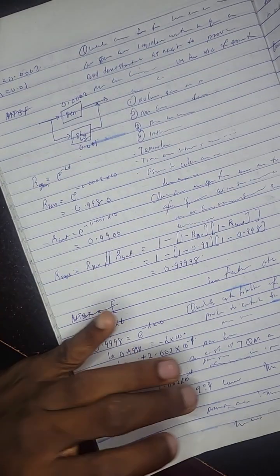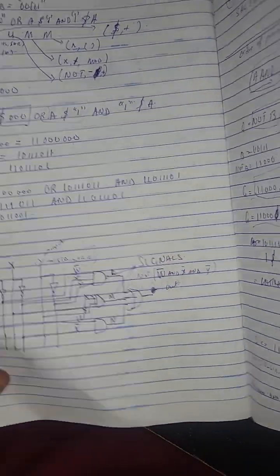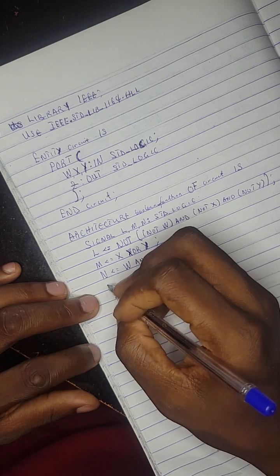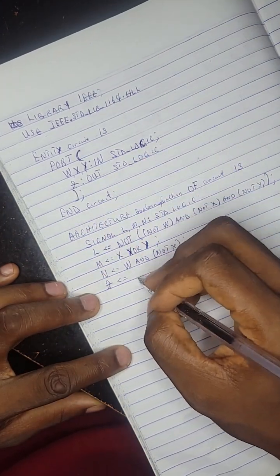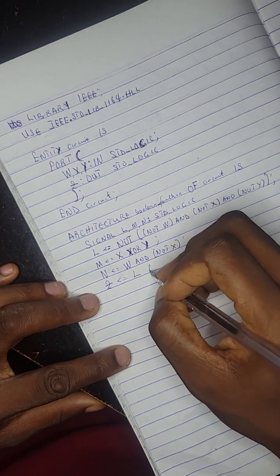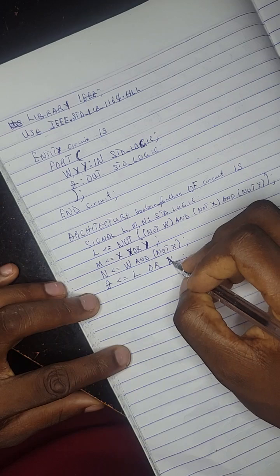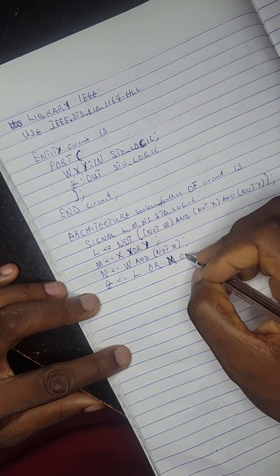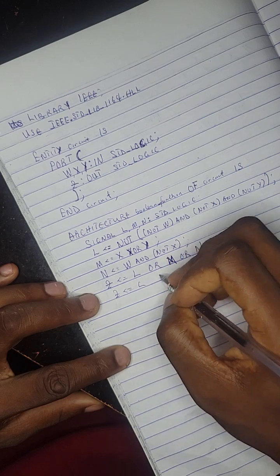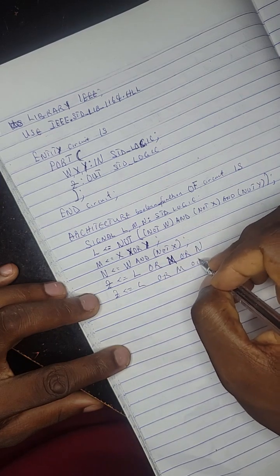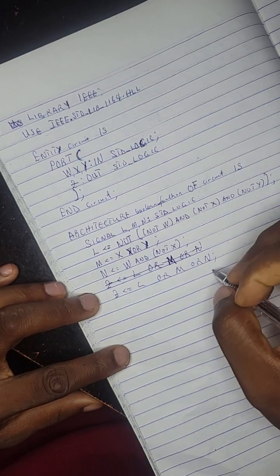So the final expression is going to be the combination of everything, which is going to be the output. The output Z, which is this one, will now be equal to L or M or N. So we said Z is equal to L or M or N. Let me terminate this line here. So that's the end of our architecture.